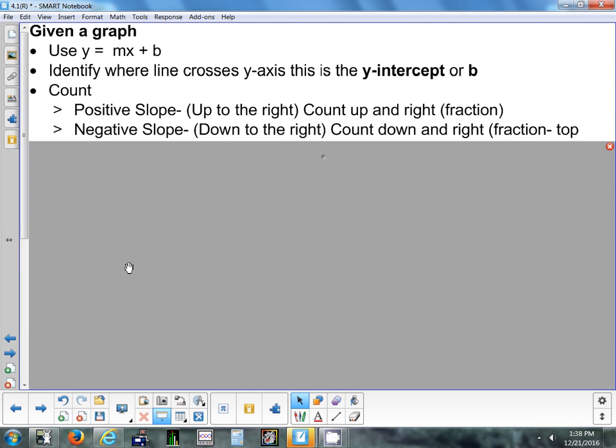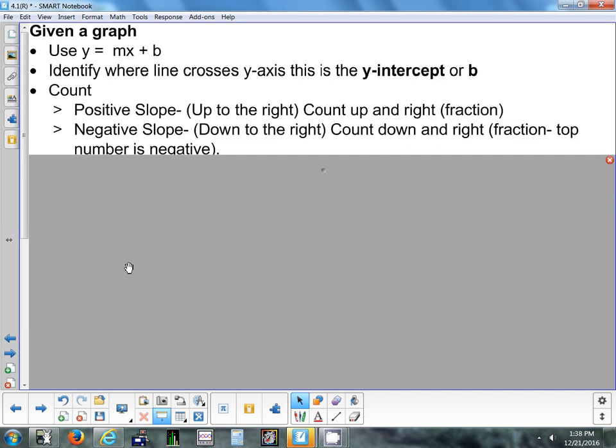Now, we get a negative slope. That means it goes down to the right. Right? It falls down to the right. So we want to start from the y-intercept, and we want to count down to the right. Rather than go up this time, we want to go down. Start from the y-intercept, count how many lines you go down until you get to the line where the other point is on, and then count across. That's what you want to do.